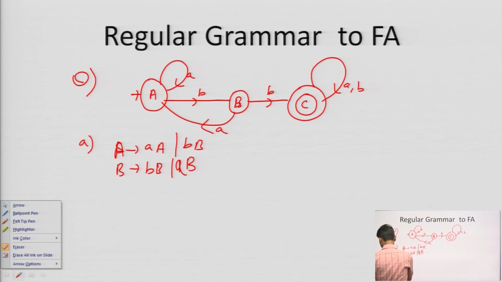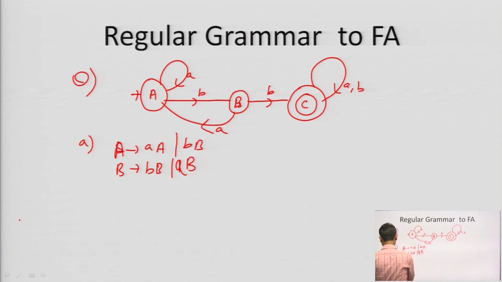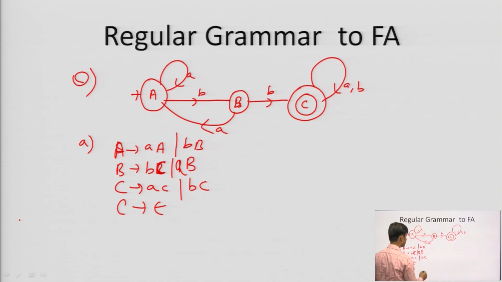So, now see B to B, B to C, this is C to AB, then after C to AC and C to BC, and C to epsilon. One question, option A.